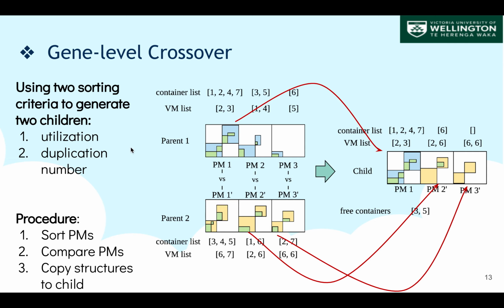And the utilization is basically the CPU and memory utilization of the PM. And the duplication number is, when we have replicates from the same microservice, the number of the replicates. So during this sorting procedure, we sort the utilization in descending order, and we sort the replicate number in ascending order, because we would like to have the minimum number of duplications in the PMs.